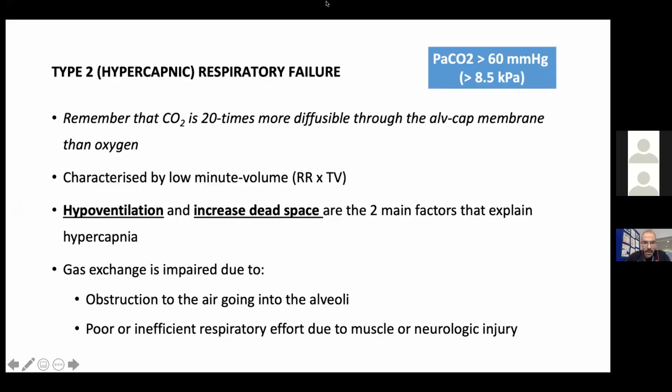In type 2 hypercapnic respiratory failure, the two main mechanisms that explain this failure are hypoventilation and increased dead space. Hypoventilation happens when you have a poor respiratory drive, or you have a severe weakness of your respiratory muscles, or any neurologic condition that stops you from breathing appropriately. And dead space occurs when you have a severe obstruction of your airways. These two mechanisms explain type 2 hypercapnic respiratory failure.